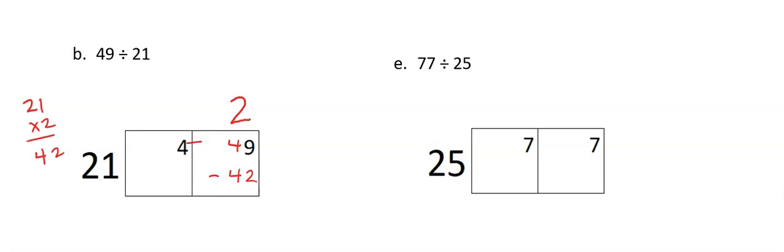Now I have 49 minus 42. 9 minus 2 is 7, 4 minus 4 is 0, so my remainder is 7. So the quotient is 2 remainder 7. Let's look at one more.